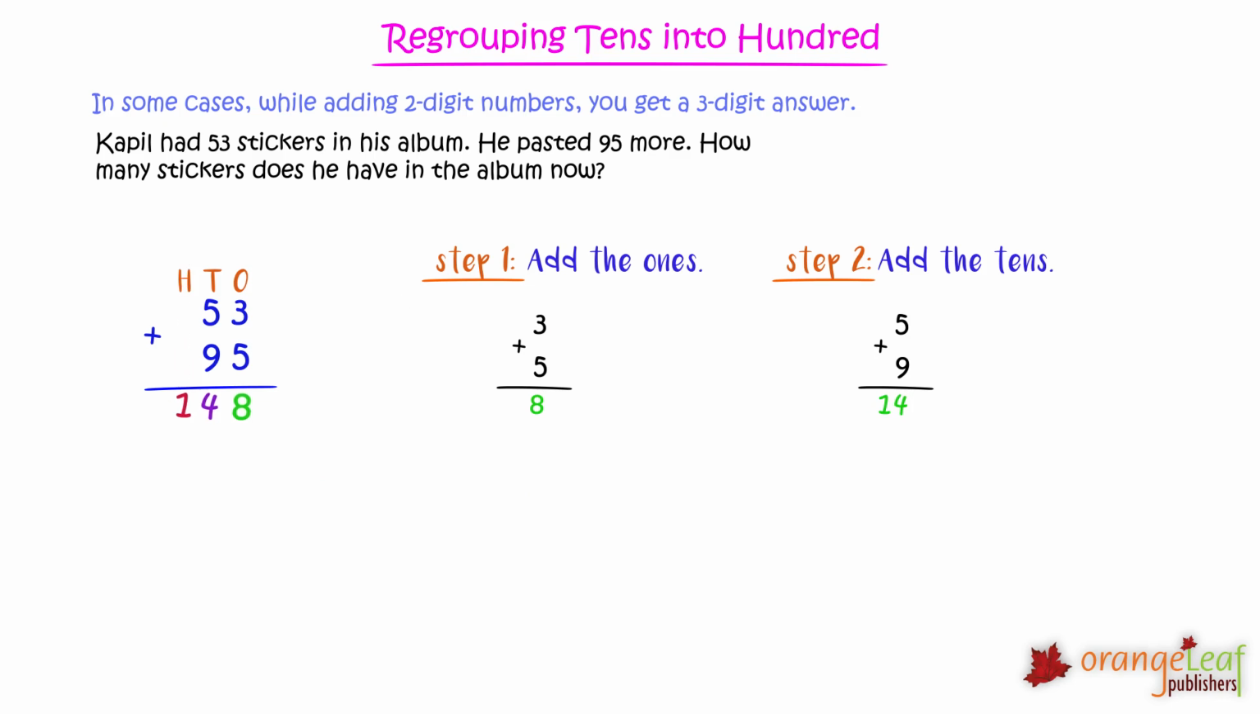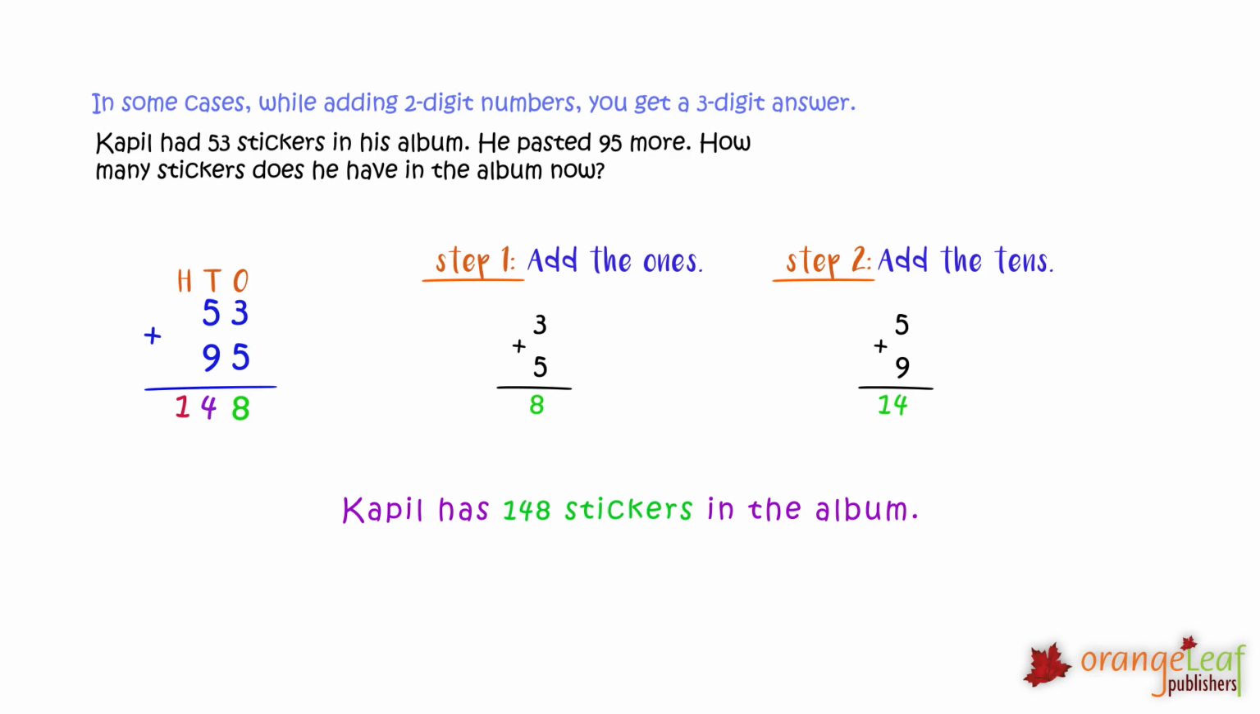Answer: 148. Kapil has 148 stickers in the album, where 1 is in the hundreds place, 4 is in the tens place, and 8 is in the ones place.